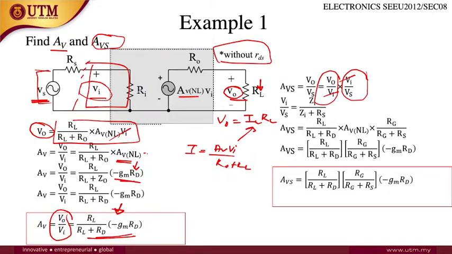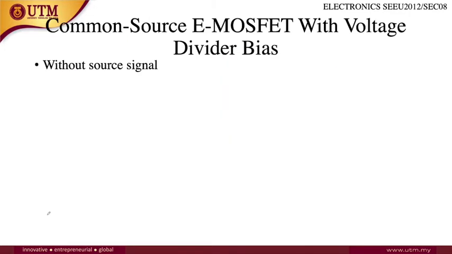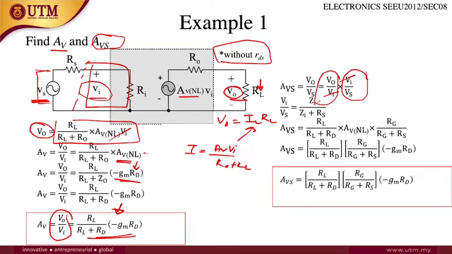So VI over VS is the impedance. Sorry, I can't go backward anymore. So this is ZI, the input impedance. So it's the input impedance over the input impedance plus RS. These are the flow of current; the flow of current is the same at this point, right?